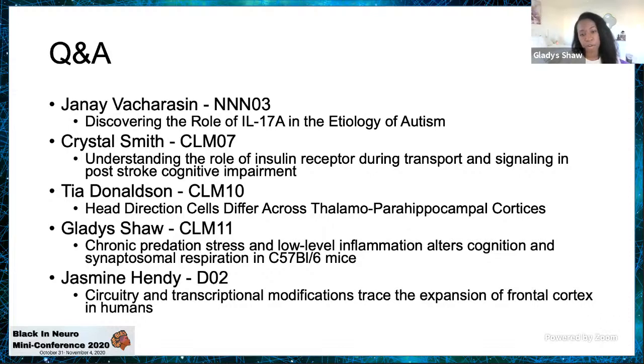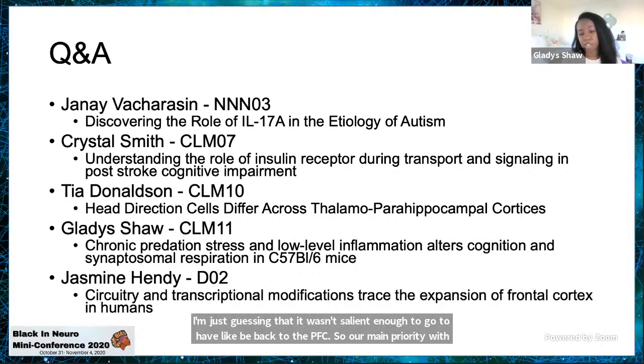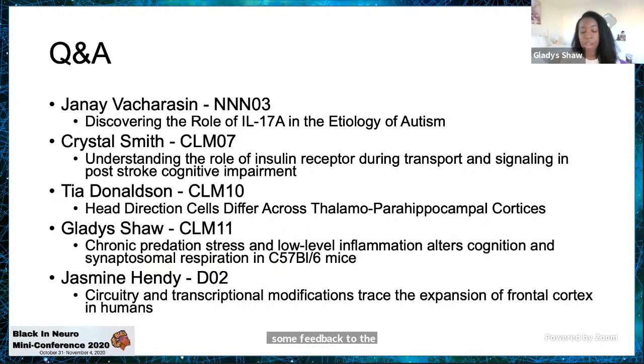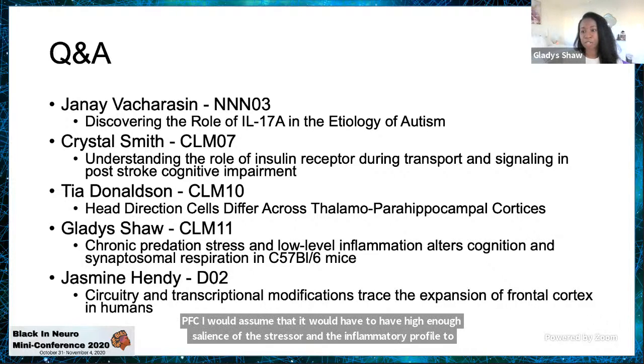Additionally, another lab member has done some work looking at microglial activation following a similar stressor. And we do see microglial activation in the hippocampus, but not anywhere else in the brain yet. So it might be related to that, but a more exact answer, I'm not quite sure why we don't see anything in the PFC. Thanks, Gladys.